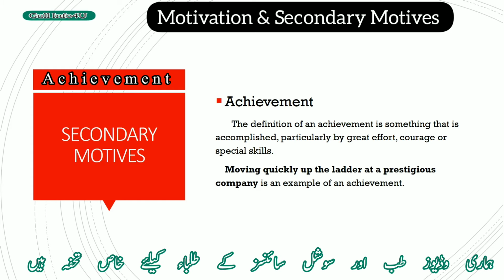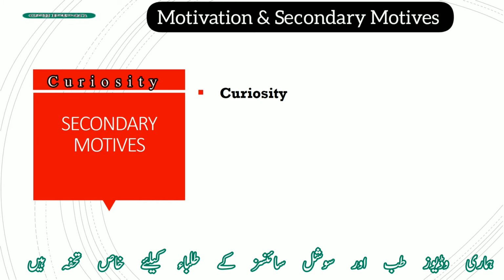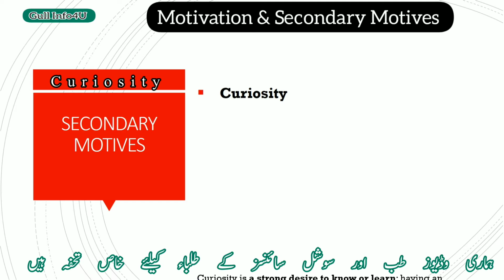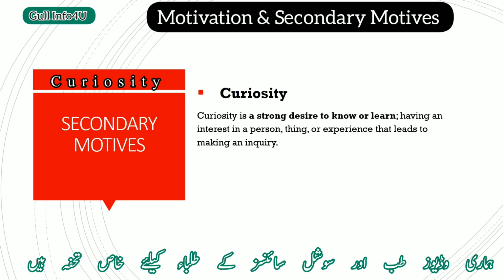Talking in detail, first is achievement. The definition of an achievement is something that is accomplished, particularly by great effort, courage, or special skills. Moving quickly up the ladder at a prestigious company is an example of achievement. Number 2 is curiosity. Every human being has curiosity. Curiosity is a strong desire to know or learn, having an interest in a person, thing, or experience that leads to making an inquiry.